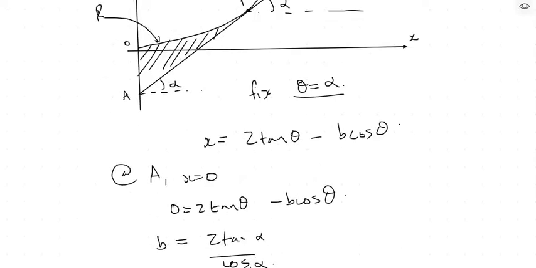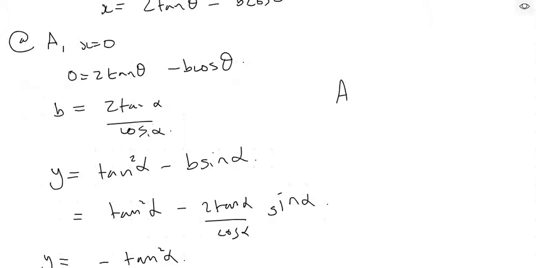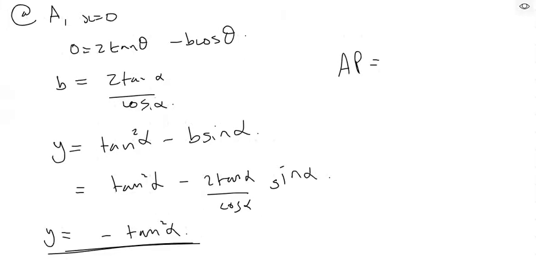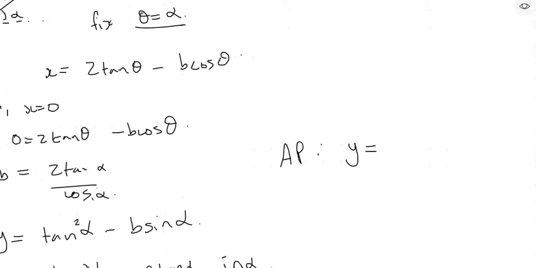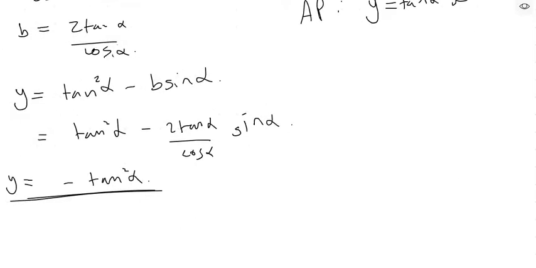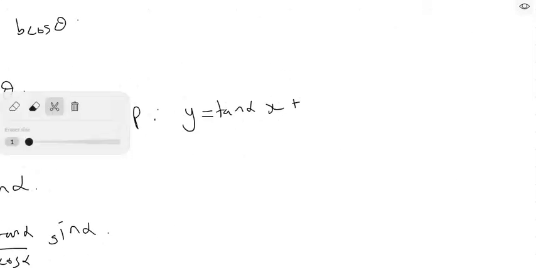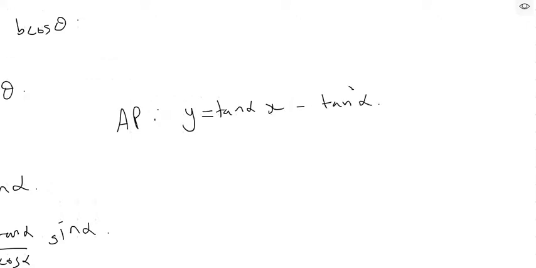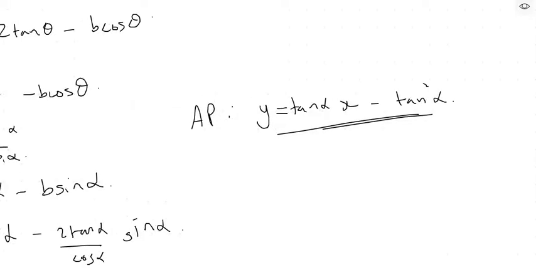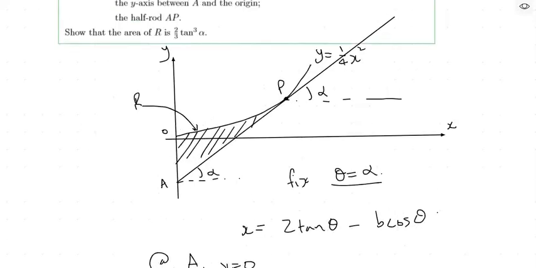Right. Now let's construct this line. So line AP has equation y equals gradient, which is tan alpha, x plus the constant, which is minus tan squared alpha. So minus tan squared alpha. Okay, so that's the equation of the line AP in terms of alpha.